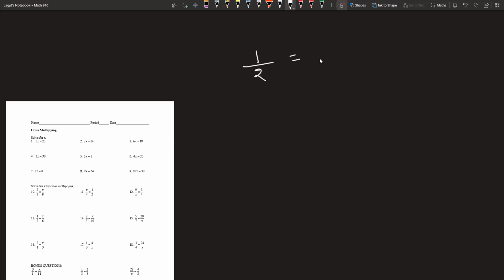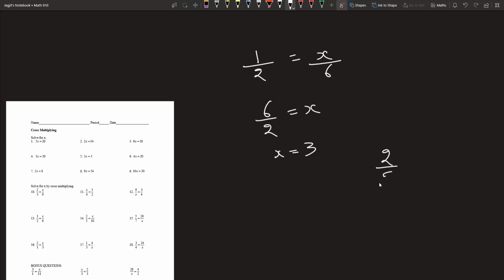So if I give you 1 over 2 is equal to x over 6, and I'm trying to solve for x, what's going to happen is we got to get rid of the 6. The 6 is going to go across. It's going to land at the top. So you get 6 over 2 is equal to x, which means x is equal to 3. Quite simple, right?